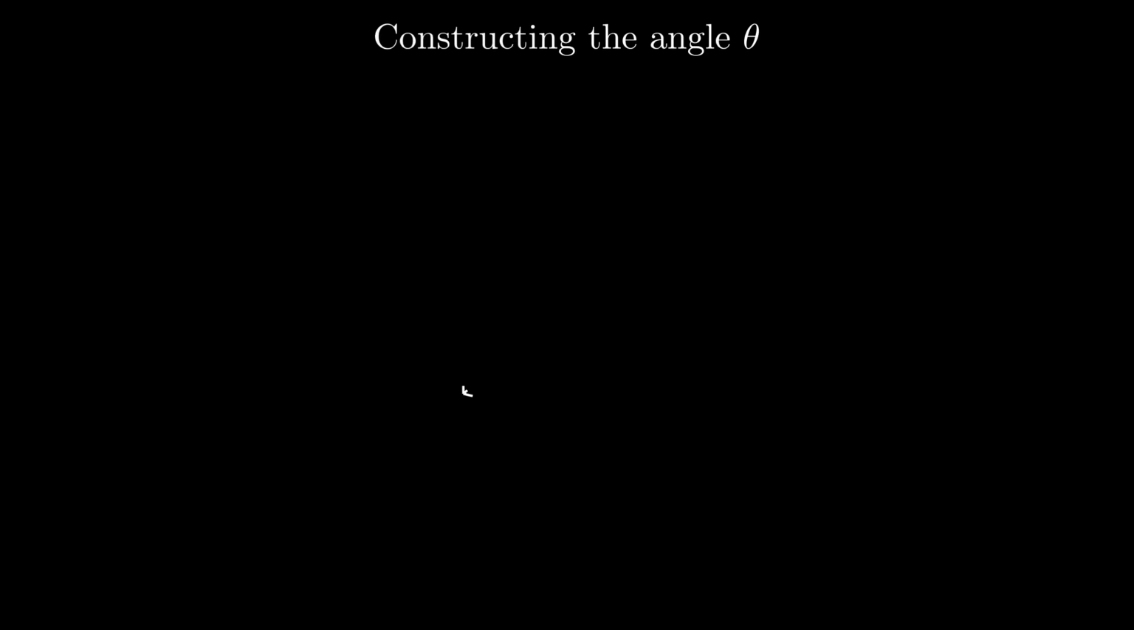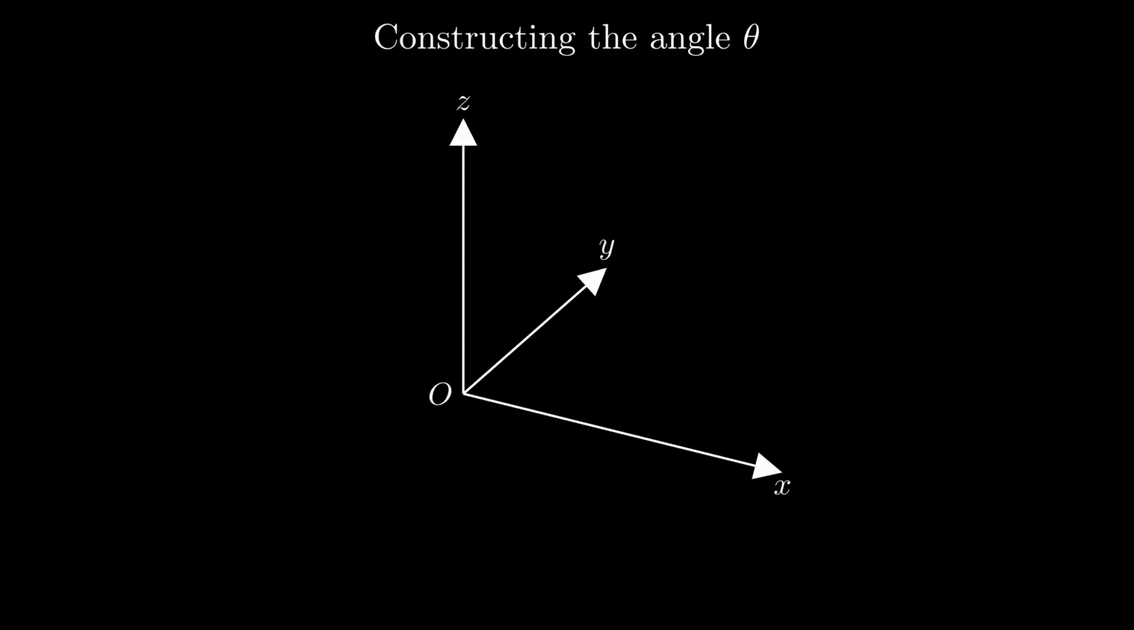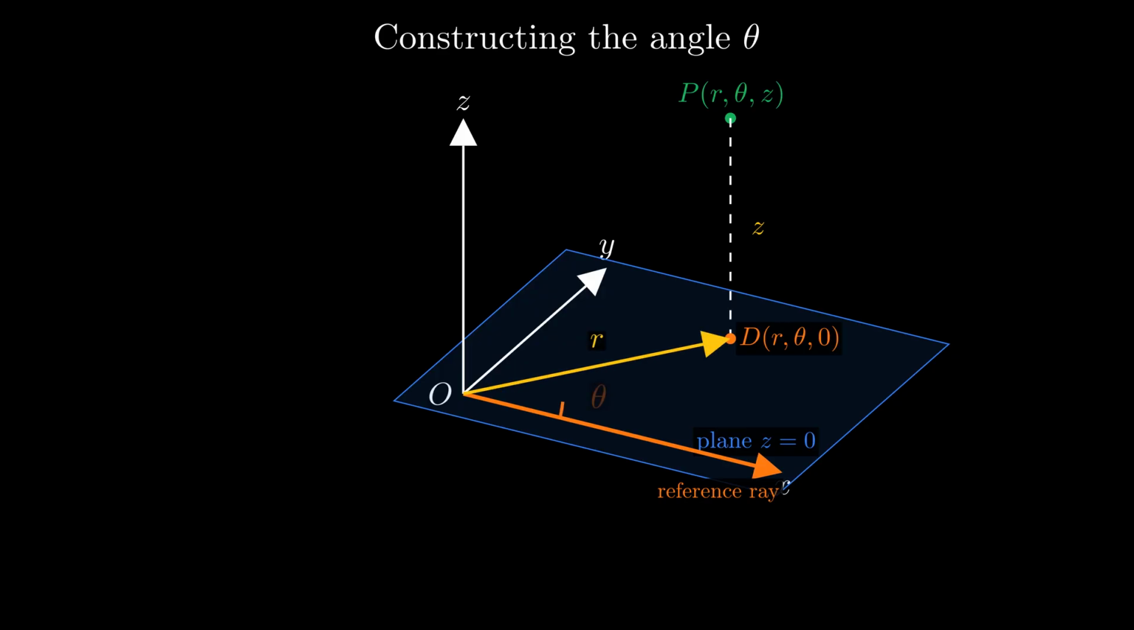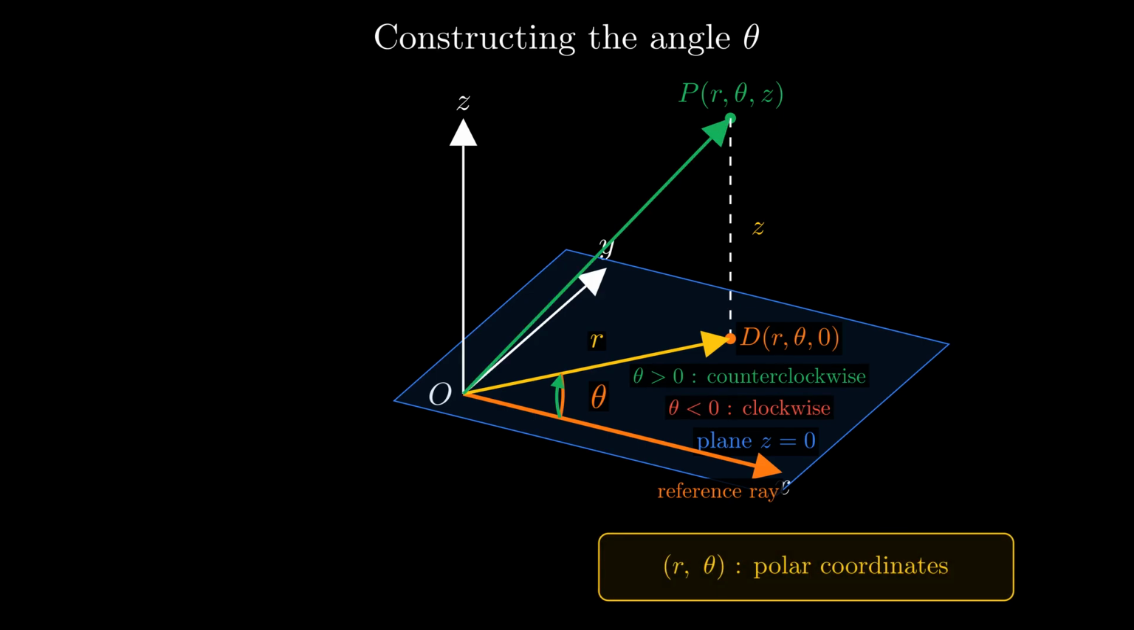The angle theta needs a careful construction. In the plane where z equals 0, define a reference ray through the origin, the positive x-axis. Draw a line through P parallel to the z-axis. Call D the point where that line meets the z equals 0 plane. Draw the ray from O to D. Theta is the directed angle from the reference ray to ray OD. It's positive measured counterclockwise, negative measured clockwise. The pair r and theta are called polar coordinates.